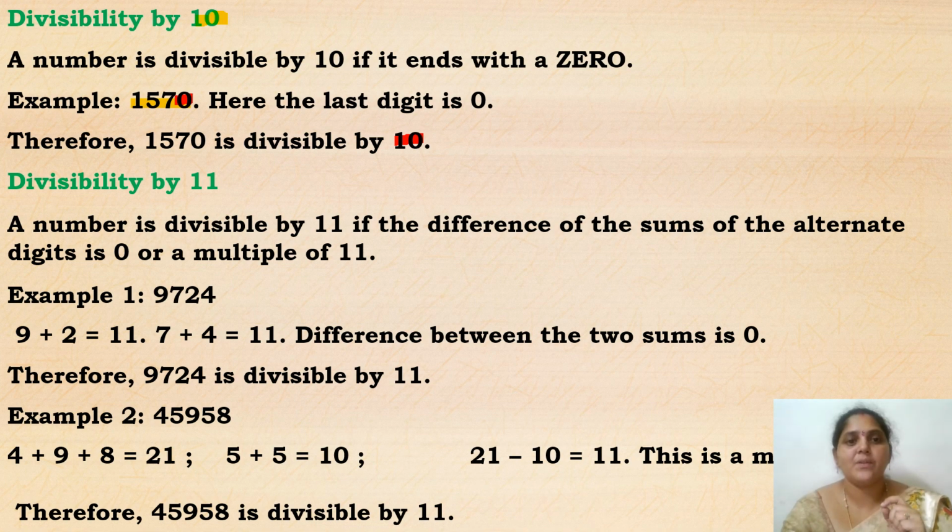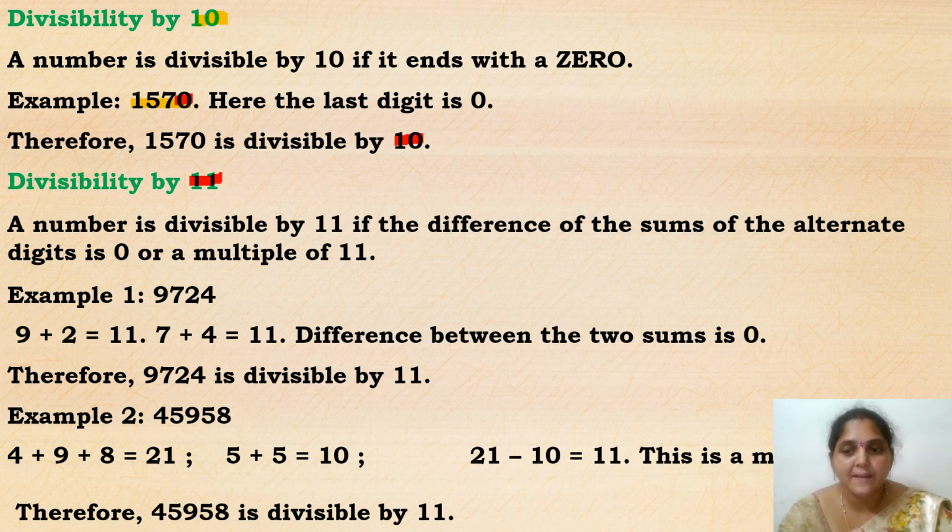Understood? Now, we'll go further. What is the divisibility rule for the table of 11? If you are going to check your 11 table, how are you going to check it? A number is divisible by 11 if the difference of the sums of the alternate digits is 0 or a multiple of 11. Here, we have to just check the alternate numbers. Suppose you have taken a 5-digit number. You have to write the alternate numbers, add them and check the difference between the two sums. When you get the difference as 0 or a multiple of 11.